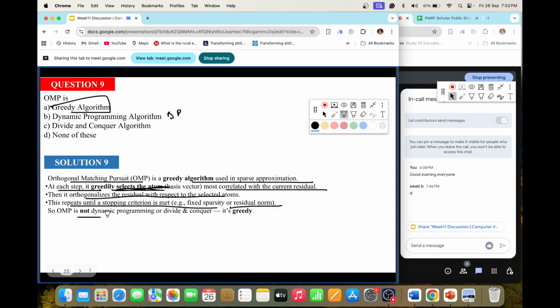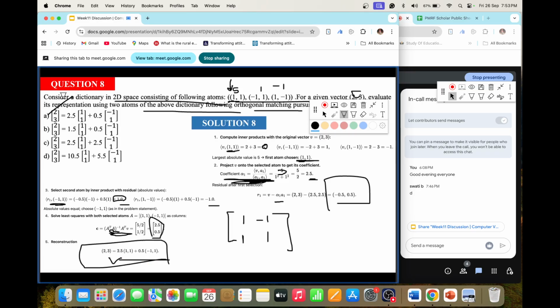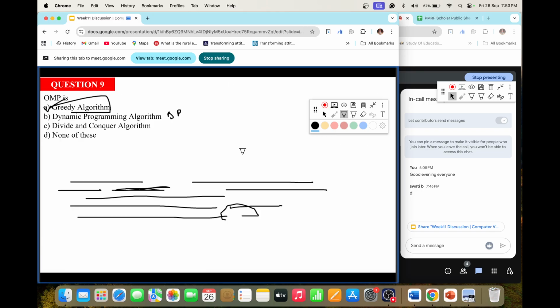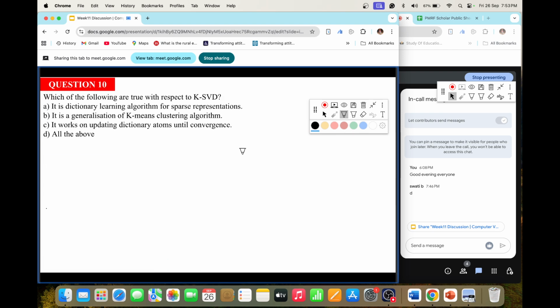So OMP is not a dynamic programming or a divide and conquer algorithm. It is greedy. It is a greedy algorithm that is used in sparse approximation. So option A is your correct answer. Again, it is a totally theoretical question. Based on this question also, I have explained what I was trying to say. Because at each step it picks a vector, that is why it is a greedy algorithm. So this is the logic.